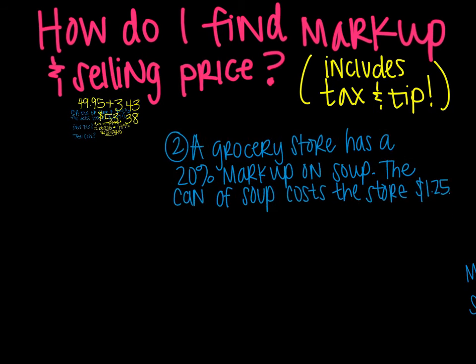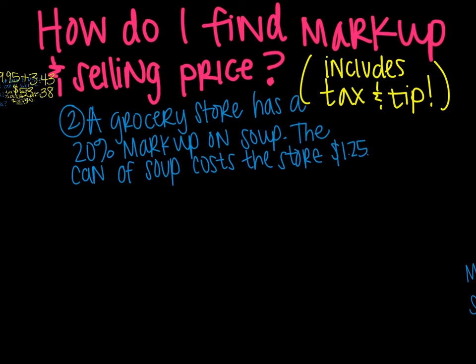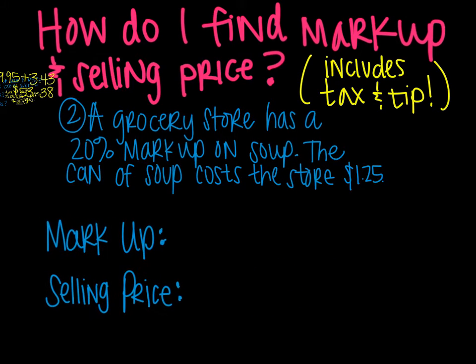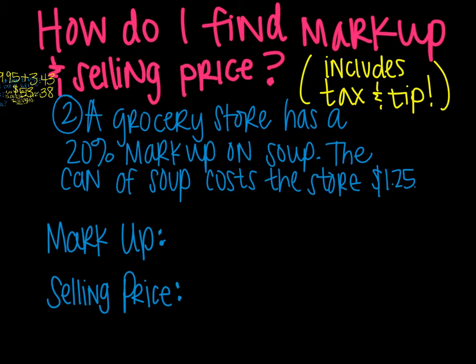Example number 2 for you. Make sure you're getting this in your notebook. This one is talking about markup and selling price. A grocery store has 20% markup on soup. The can of soup costs the store $1.25. So the amount that they're paying is the $1.25, and you want 20% of that $1.25. So you're going to multiply it by 0.20.